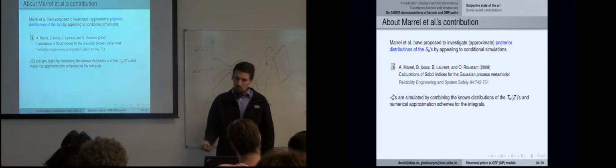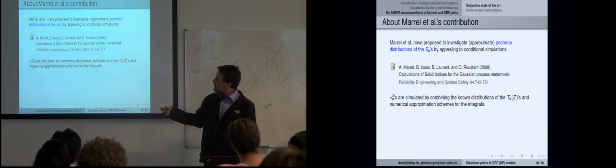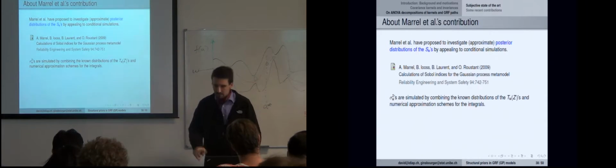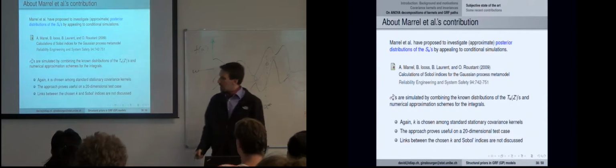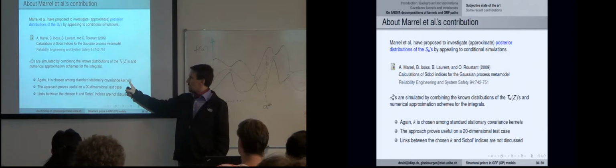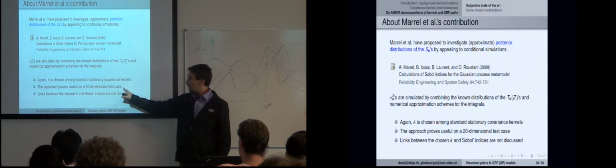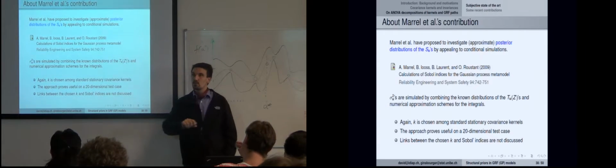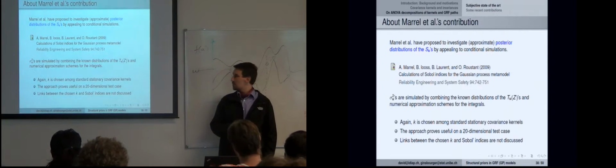Okay, so the indices are simulated, and the TU of Z are numerically approximated. Kernel K is chosen among stationary covariance kernels. The approach was tested on a 20-dimensional test case with some very nice results, but the links between the kernel K and the Sobol indices are not discussed.